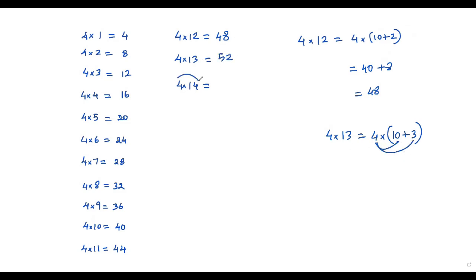Now let's do this one using mental math. Let's assume this 14 as 10 plus 4. 4 times 10 is 40. 4 times 4 is 16. 40 plus 16 is 56. Now let's do 4 times 15. So 4 times 10 is 40. 4 times 5 is 20. 40 plus 20 is 60. That's it.